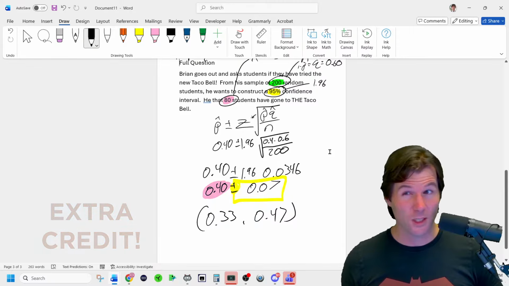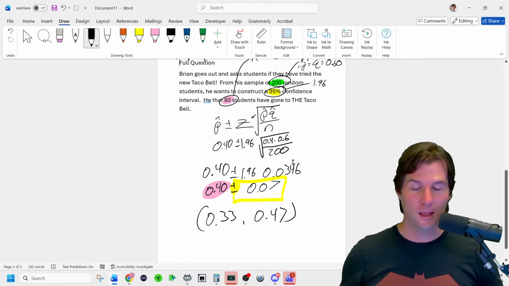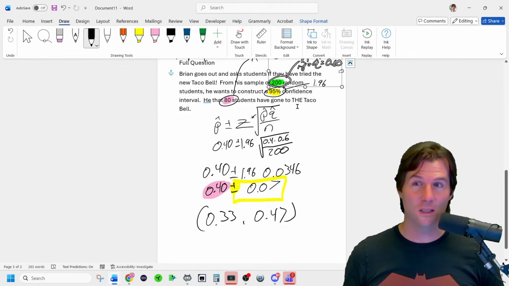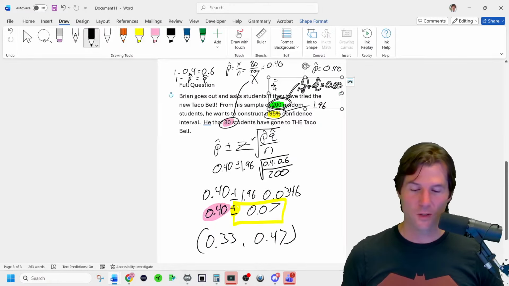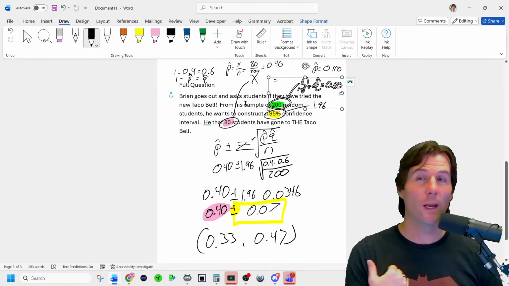Did Brian randomly take a sample of UT students? He did. Did he take less than 10% of all UTK students? He did, because 200 is way less than 10% of all UTK students. And do we have at least 10 successes, at least 10 failures? We had 80 successes and we had 120 failures, because you subtract from 200 to get the remaining failures. 80 successes out of 200, the remaining would be failures.